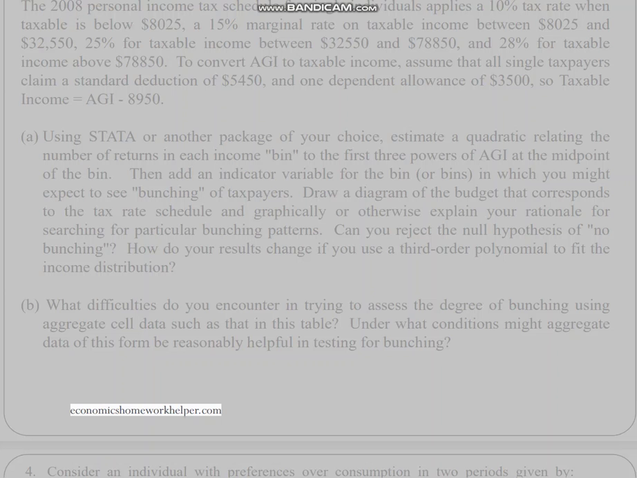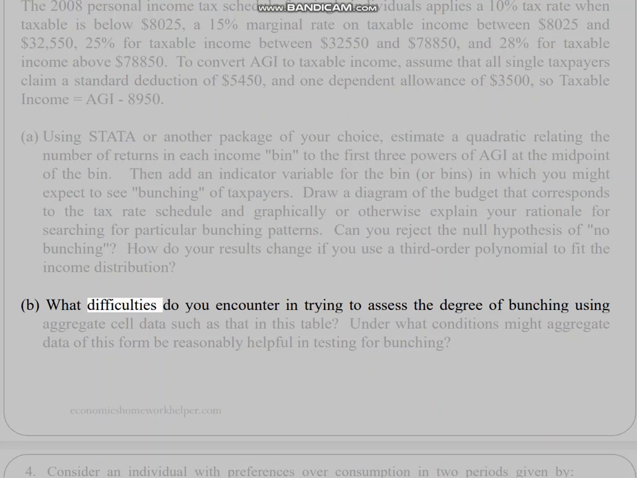searching for particular bunching patterns. Can you reject the null hypothesis of no bunching? How do your results change if you use a third-order polynomial to fit the income distribution?